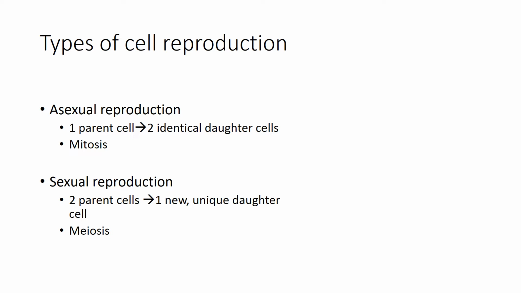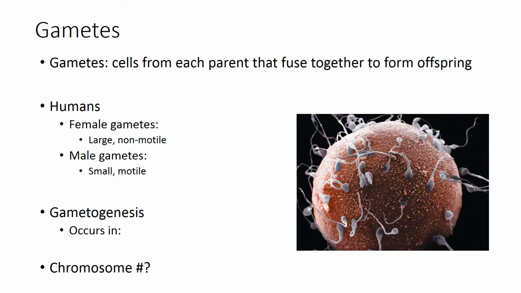So the key here is two different parents, and by combining their genetic information to make one new unique daughter cell. And for this, we use meiosis. Gametes are the cells from these parents that fuse together to form their offspring. So in humans, the female gametes are eggs.